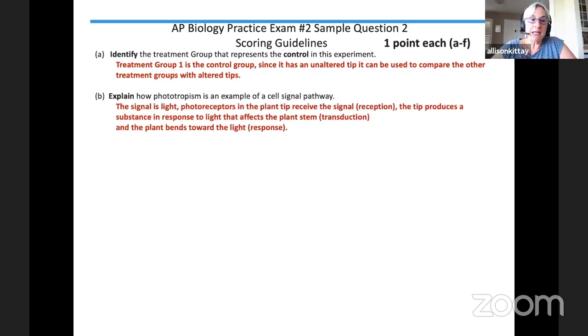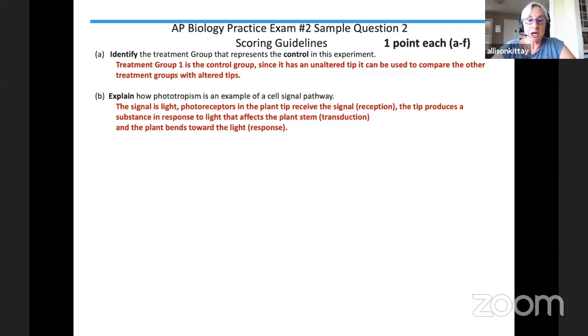Part B, explain how phototropism is an example of a cell signal pathway. And you might recall from some of our lessons that there are those 3 basic stages. There's reception, transduction, and response in a cell signal pathway. So in this case, the signal is the light. Photoreceptors in the plant tip receive the signal, and we call this reception. There's some shape change at the reception of the receptor, and then the tip produces a substance in response to the light that affects the plant stem.